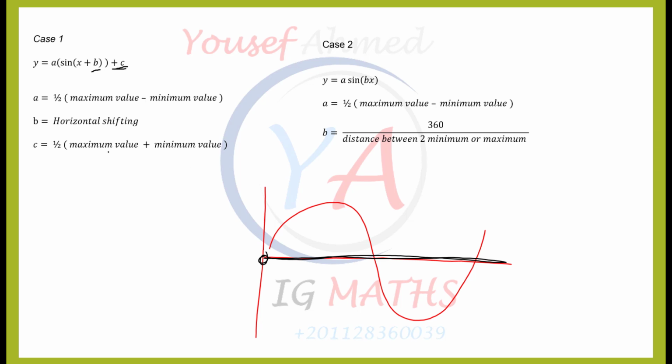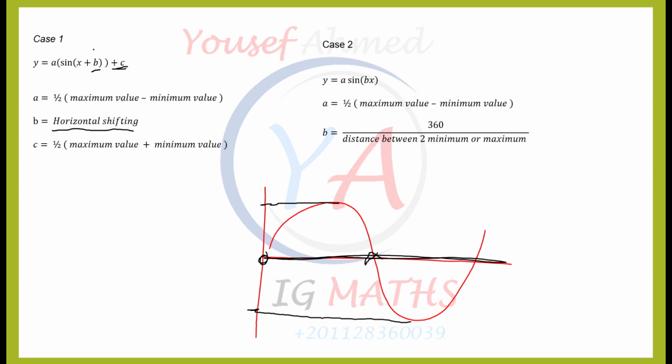And here are the ways to calculate them. A is half the difference between the highest value, the maximum value, and the minimum value of the curve. And b is the shifting. For example, this point has been shifted to be here, and you need to know that for b the sign must be changed to be written inside the bracket. For c, take the maximum value added to the minimum value, and you need to know what translation happens to the function.